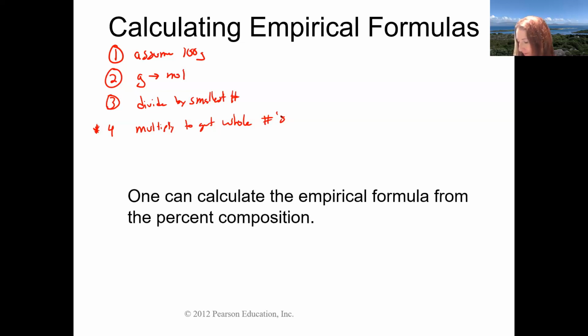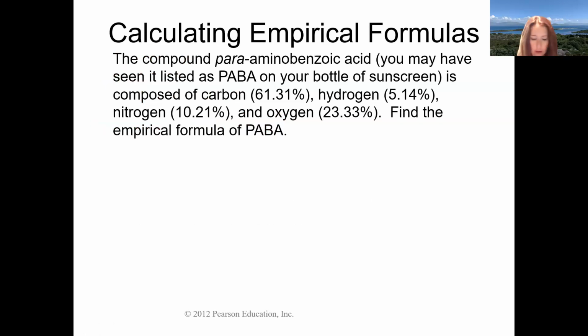All right, let's try it. So here is our problem. So this is in sunscreen, right? Which they've taken out sunscreen because it's not safe. And it says it's 61% carbon, 5% hydrogen, 10% nitrogen, 23% oxygen. What's the empirical formula?